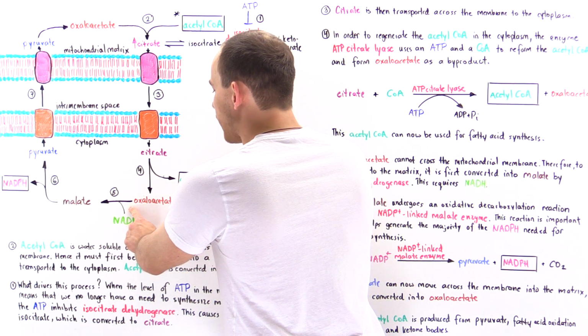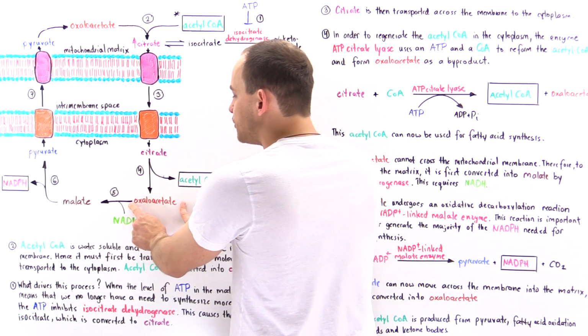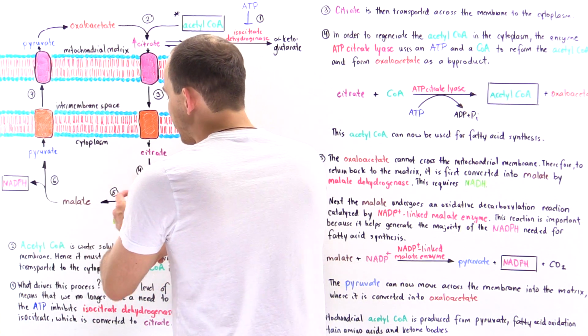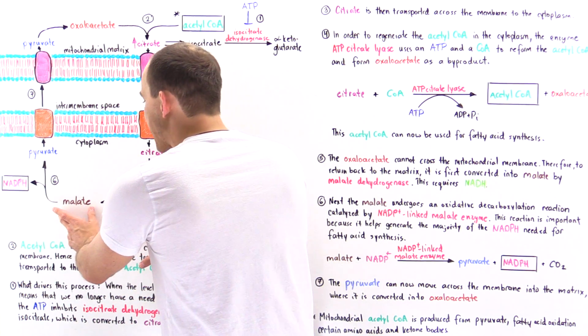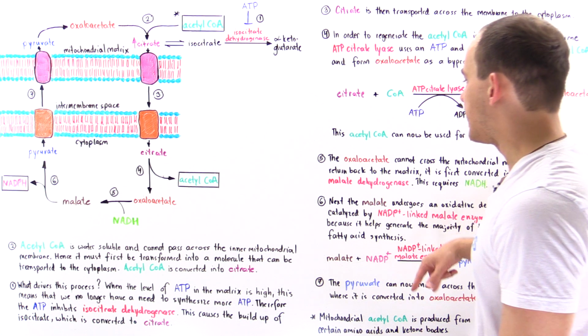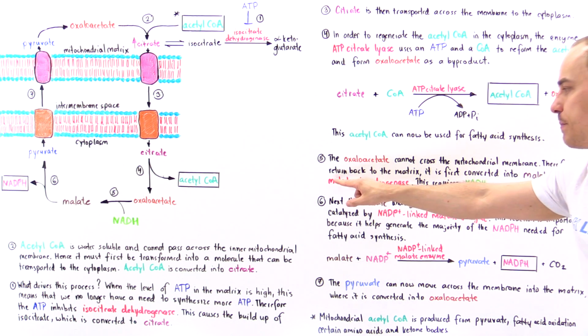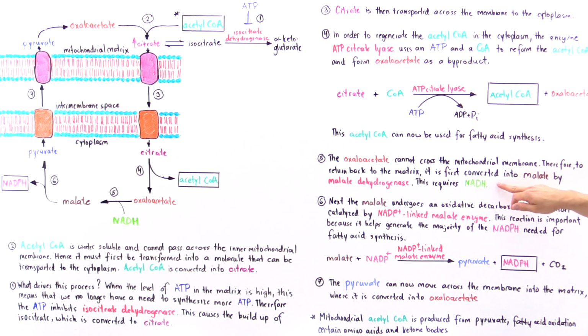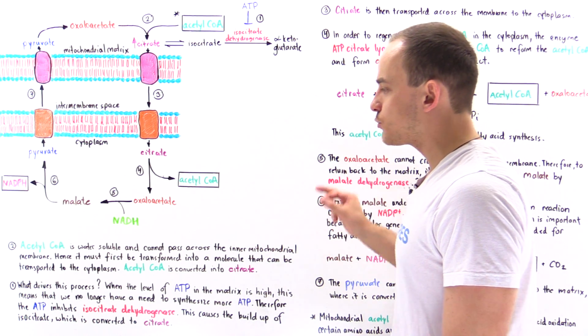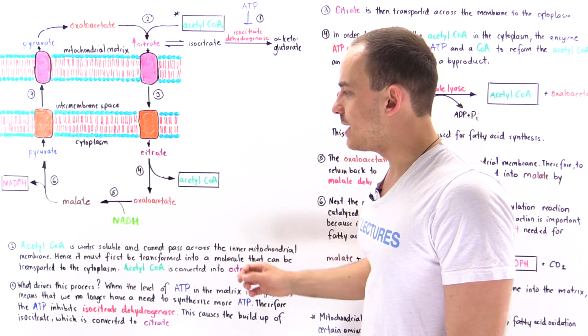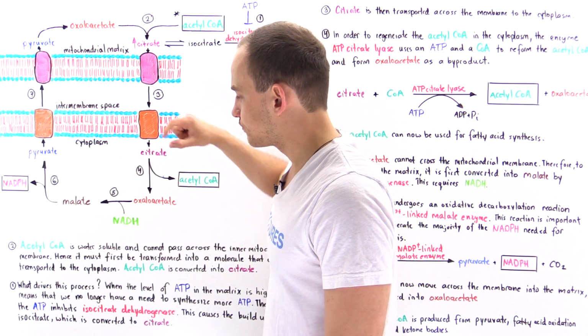So we have oxaloacetate. We basically reduce oxaloacetate by using the reduction power of NADH to form a malate. And this is step number 5. So the oxaloacetate cannot cross the mitochondrial membrane. Therefore, to return back to the matrix, it is first transformed into malate by malate dehydrogenase. And this requires NADH. And so we produce NAD plus in this process.